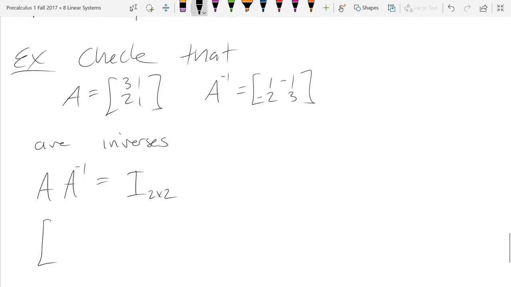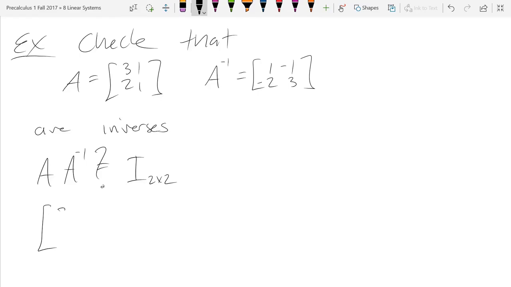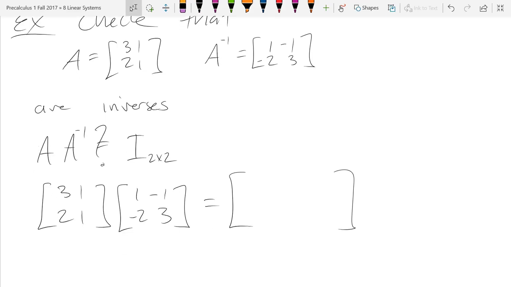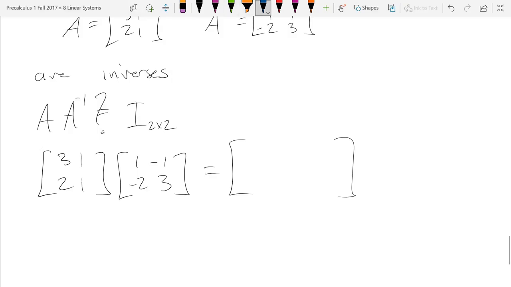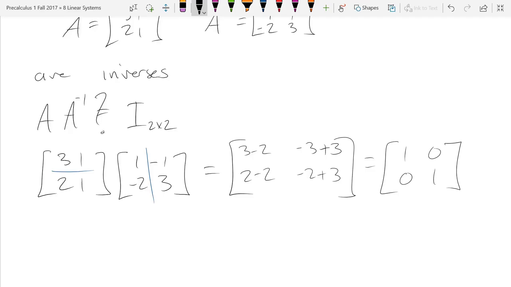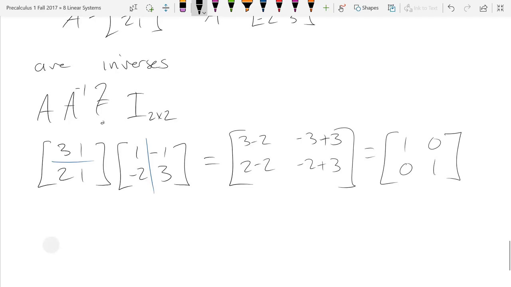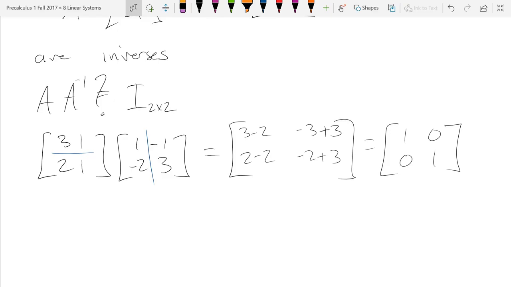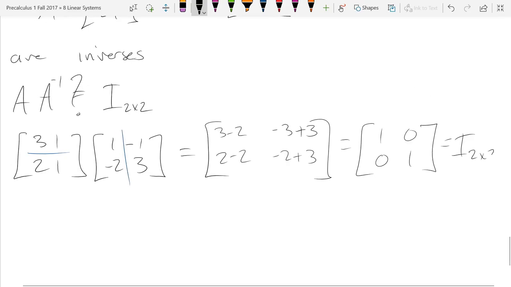All right, so go ahead. I don't know that this necessarily is equal yet. We're about to check this. So multiply these two matrices together and tell me what you get. So you should have gotten the 2x2 identity matrix. So we can write this as I 2x2. So that's a 2x2 identity matrix. It's got ones in the diagonal and zeros elsewhere.